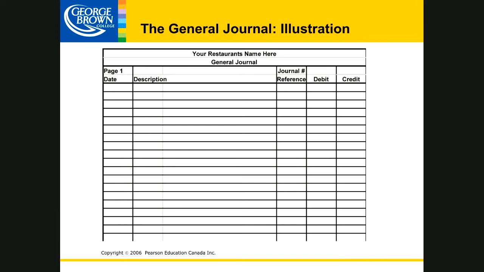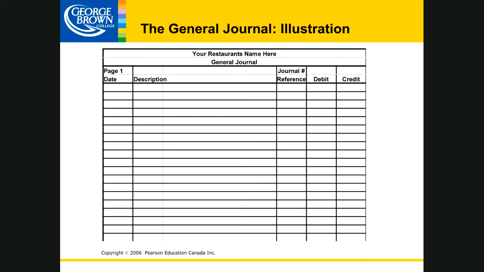It's also important to note that to keep your general journal in good form, the account that you list first in a transaction must be the account that you are debiting. And then the second account is indented, and that is the account that you're crediting.